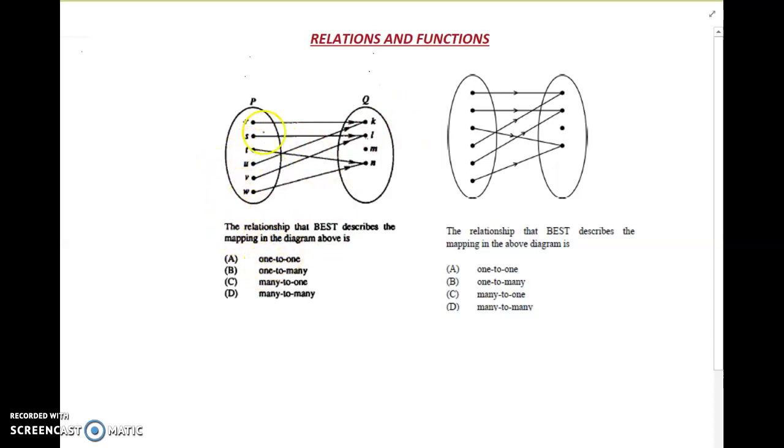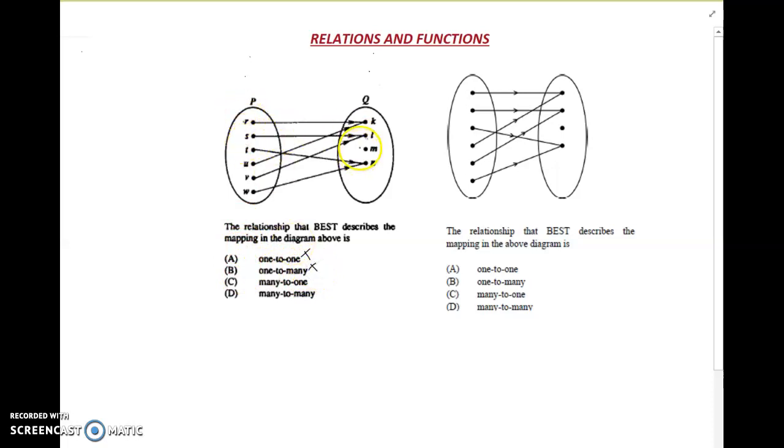So let's look. Is this one to one? No, and this is clearly not one to one because you have a lot of overlapping there because we have R and U going to K. We have T and W going to M. So it's not one to one. Is it one to many? Do we have one going to many? We actually don't have any one going to many. R only goes to one there. S only goes to one. T only goes to one across there and so on. So it's not this.